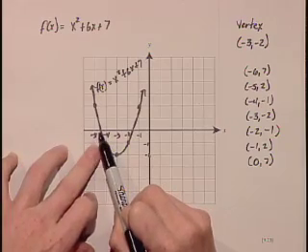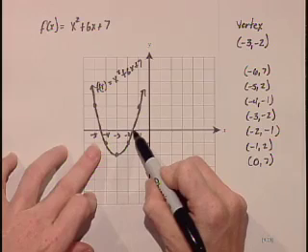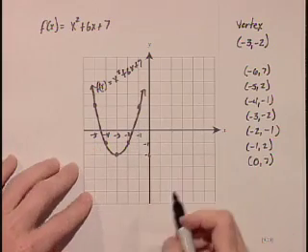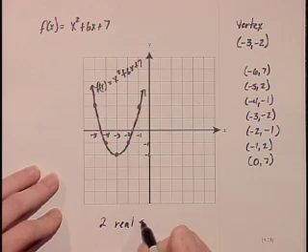Notice it crosses one point here. Here's our x-axis. And it also crosses here. So there are 2 real solutions.